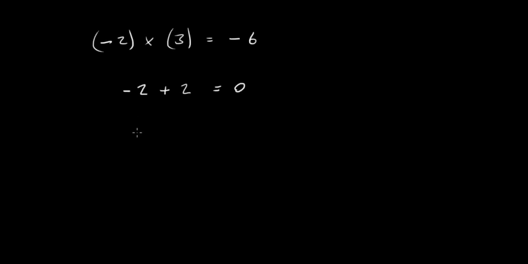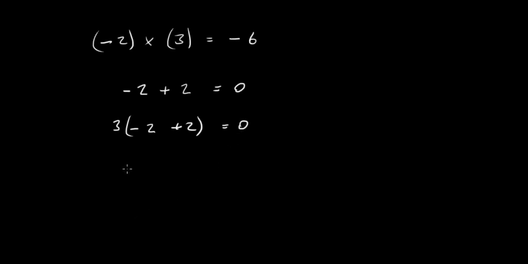So let's just extend that a little bit. Let's take negative 2 plus 2. We put a bracket around it, and we're going to multiply this by a positive 3. And we know that negative 2 plus 2 will give us 0. So this part here is just 0. And 0 times 3 will give us 0.